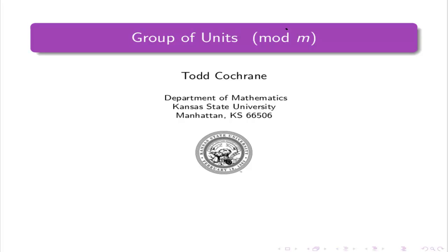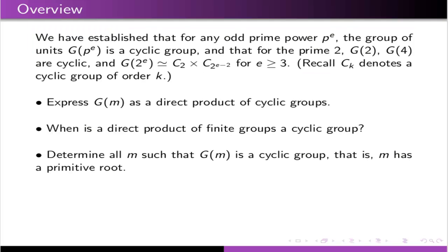So let's continue our discussion of the groups of units, mod m. Now we want to address a general modulus. We've established that for any odd prime power, the group of units is always a cyclic group, and that for the prime 2, it's a cyclic group only for 2 and 4, and then as soon as the exponent is 3 or greater, it's a direct product of a cyclic group of order 2 and a cyclic group of order 2 to the e minus 2.